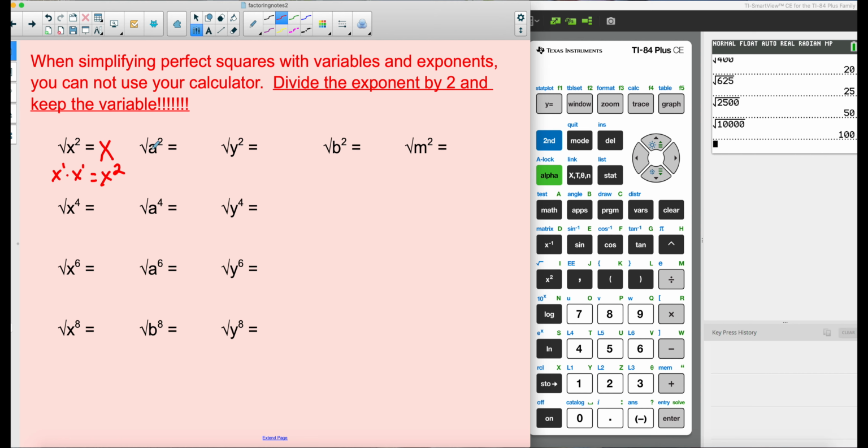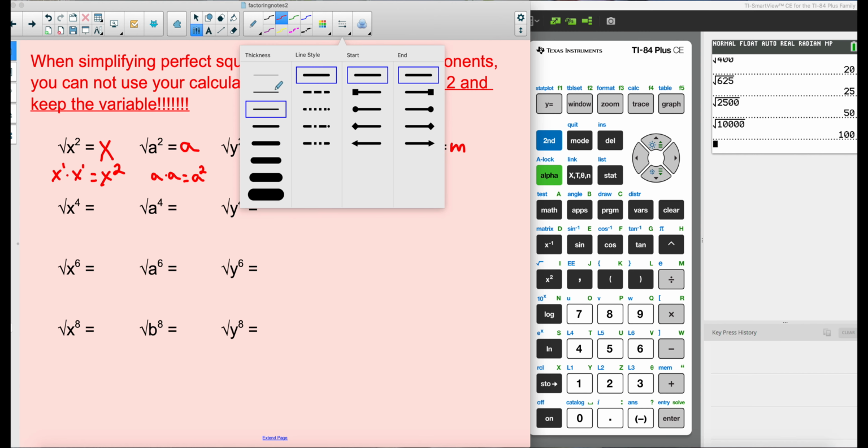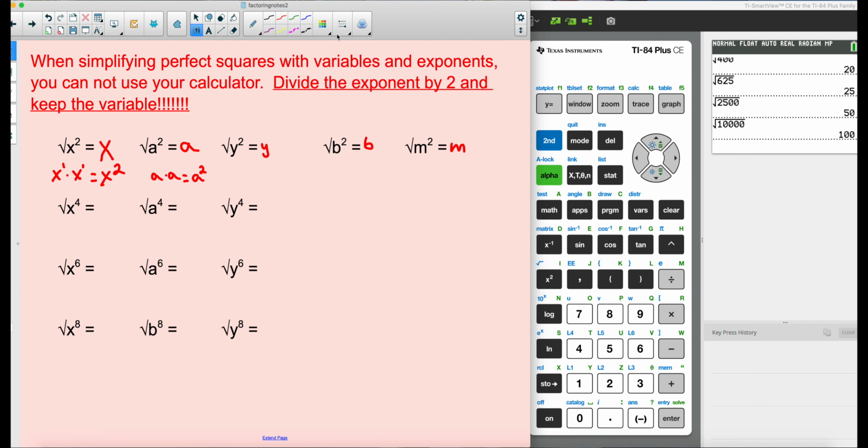Same thing here with a squared. The square root of a squared is just a. Once again, why is that? Because a times a is a squared. Square root of y squared is y. Therefore, the square root of b squared is always b, and the square root of m squared is always just m. And actually, I'm going to change the thickness here on that. Cool.